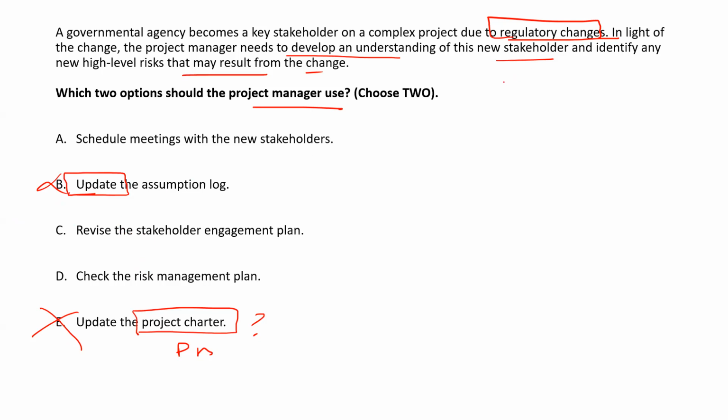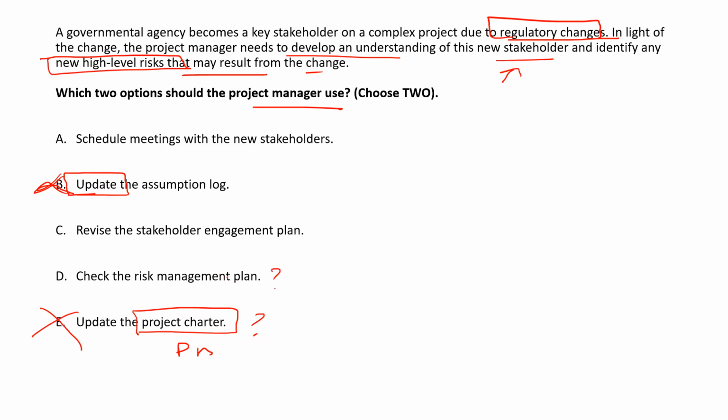Because is it an issue? We are trying to identify high level risk. When it is not an issue, we will not discuss the assumptions log with it. Similarly, risk management plan can be the answer.